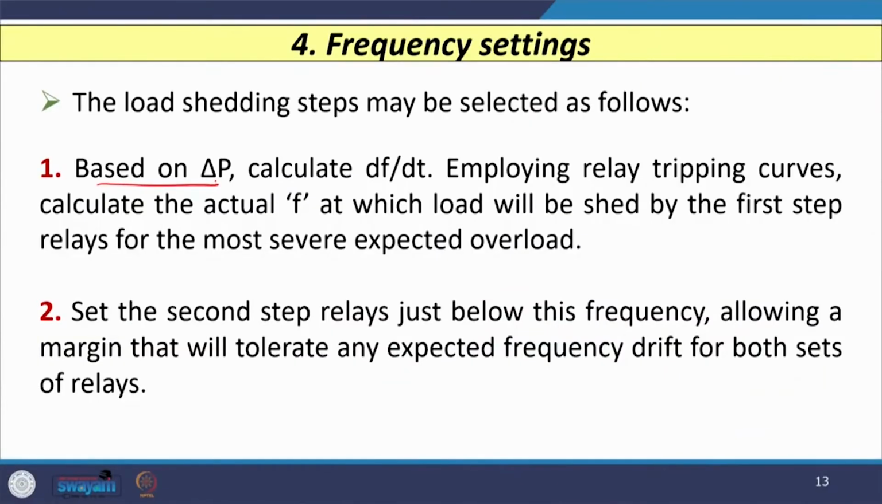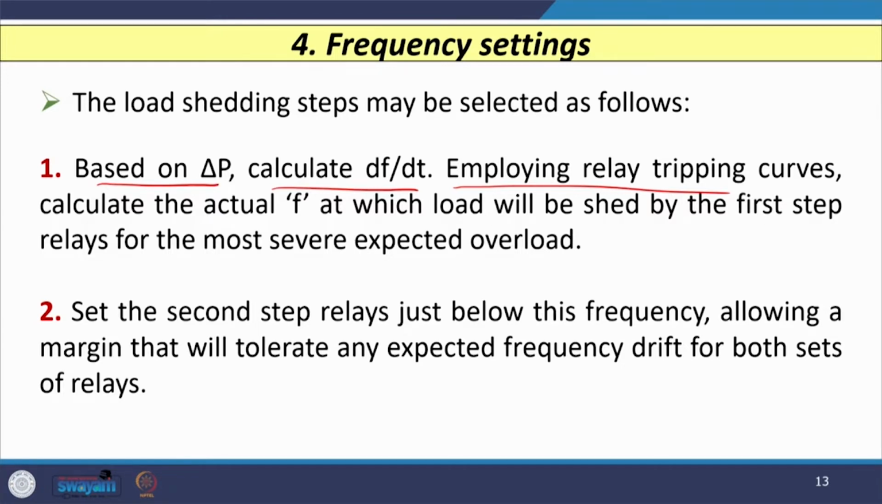So, for frequency settings, load shedding steps may be selected as follows, and there are 5 steps which we need to follow. In step number 1, based on the delta P, the change in active power, we have to calculate the rate of change of frequency. Once we have df by dt, then employing the relay tripping curves, we have to calculate the actual value of frequency at which the load will be shed by the first step relays for the most severe expected overload condition.